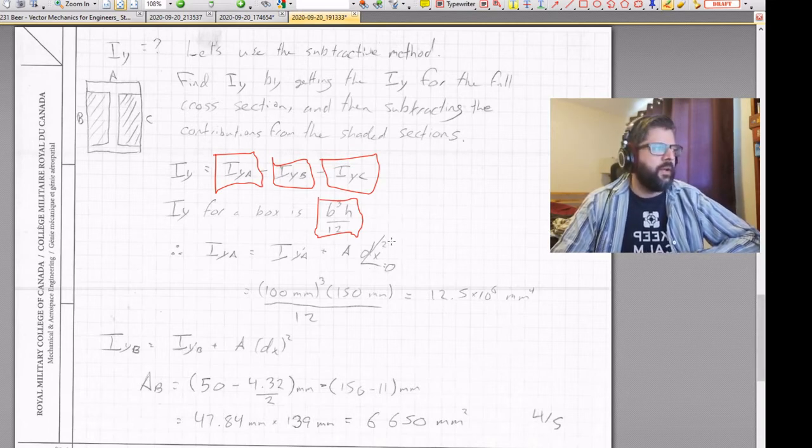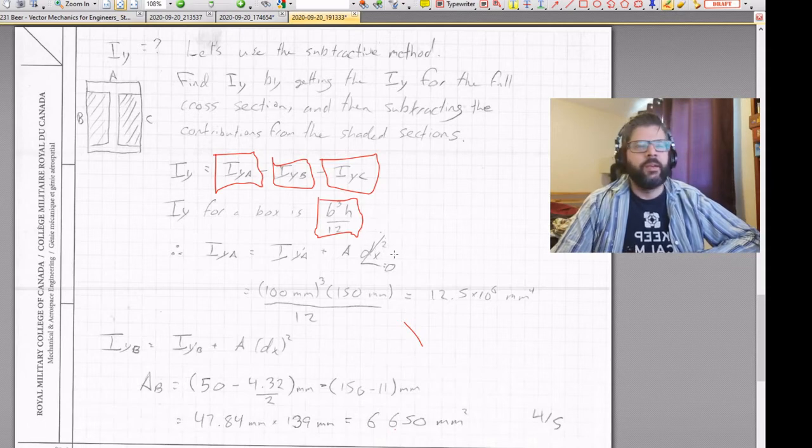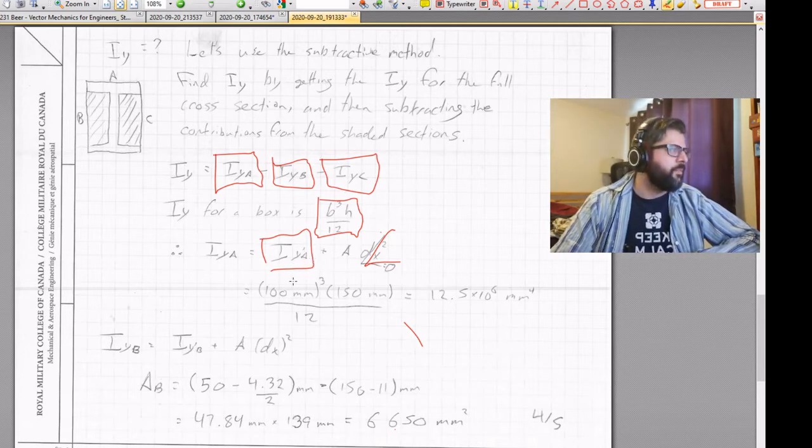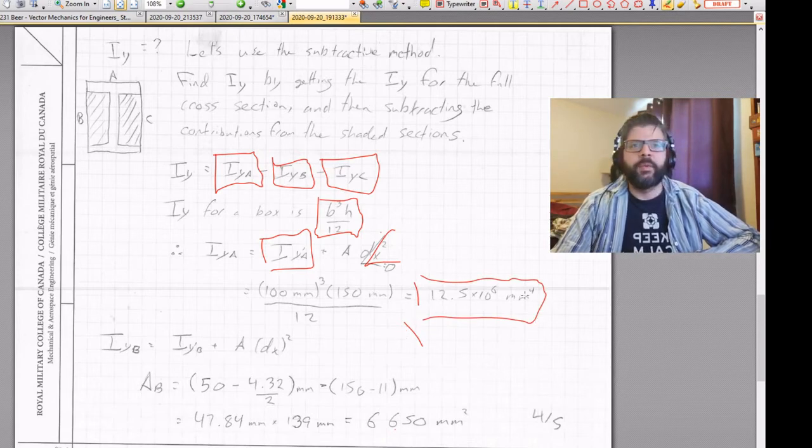So again, we still use the parallel axis theorem here, but in this instance, since it's co-located at the centroid, our dx squared term is 0. So we're left with just the Iy prime for A. Our 100 millimeters is the base. Cube that, times our 150 millimeters, divided by 12. That gives us this value here, 12.5 times 10 to the 6 millimeters to the fourth.